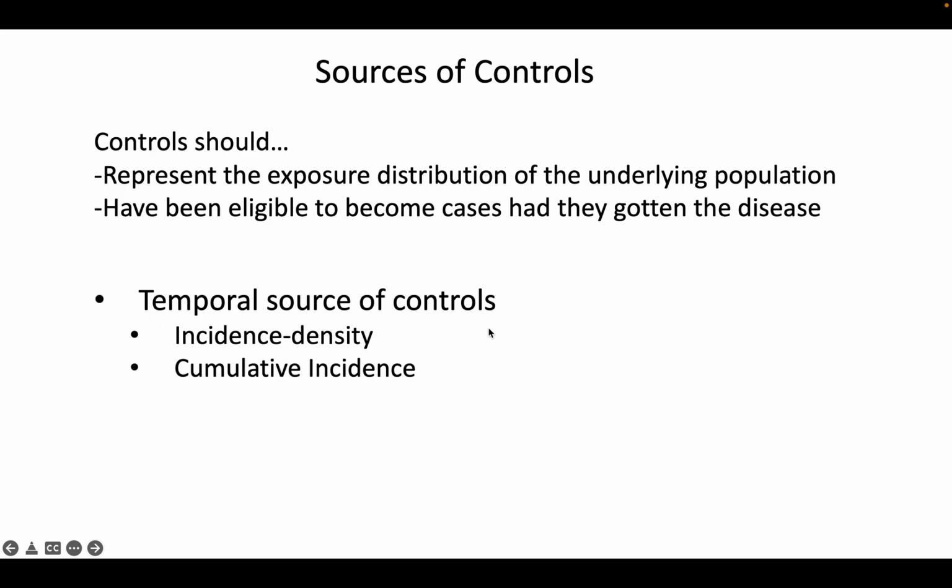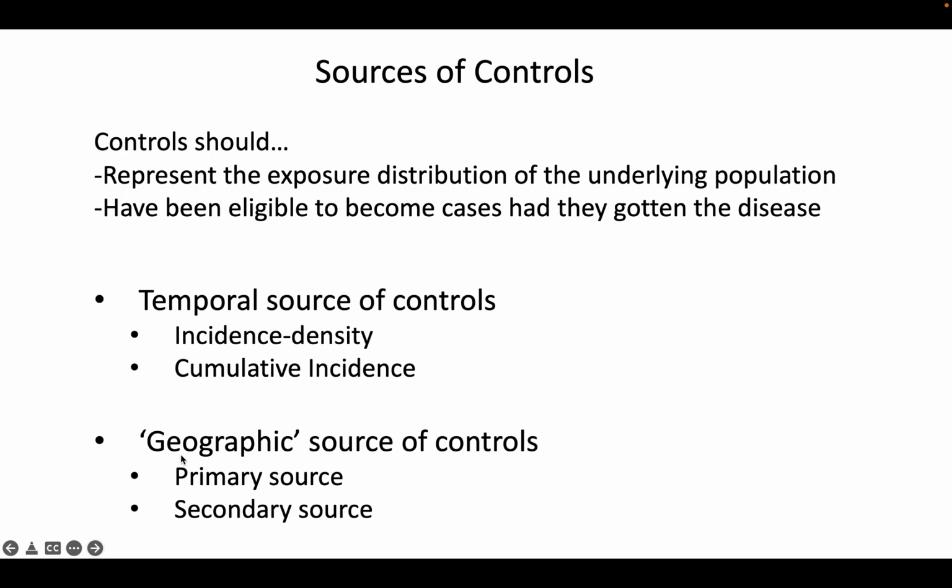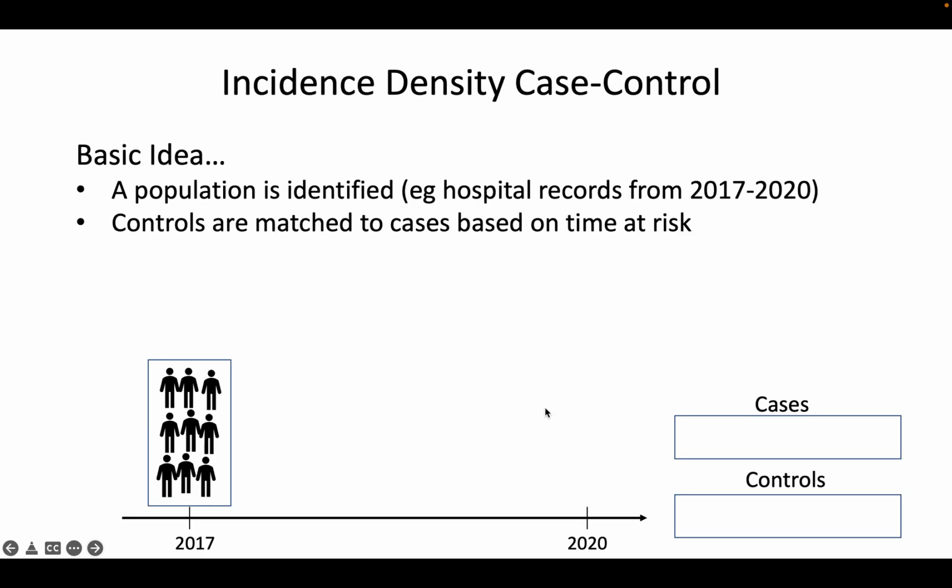I'm going to get into those in a second, but incidence density and cumulative incidence are common ways to match on time, or at least to try to, with incidence density. Geographic, in quotes, is another way you can source controls. Primary source is like what I showed before, where we have this town that we take a sample from, and controls come from that primary source, that town, and it's easy to wrap your head around where those cases came from and where you're going to get your controls. Secondary source, I had an idea for an image, so I'm going to show you that in a second, and hopefully that will help, because the idea of a secondary source is kind of hard to wrap your head around.